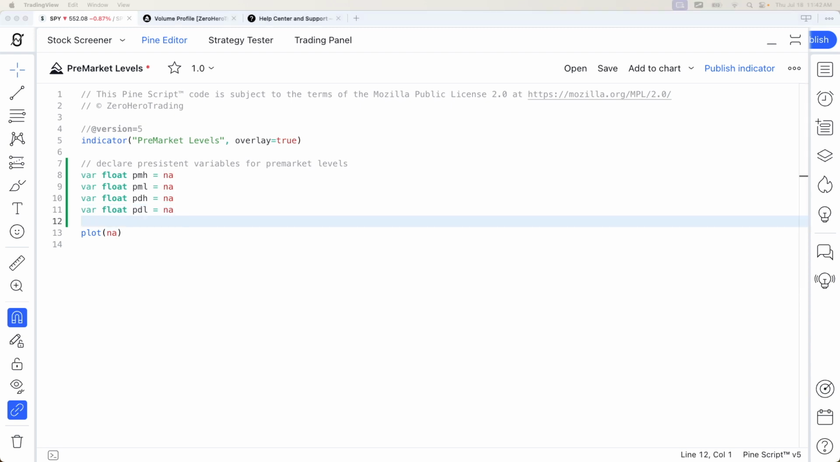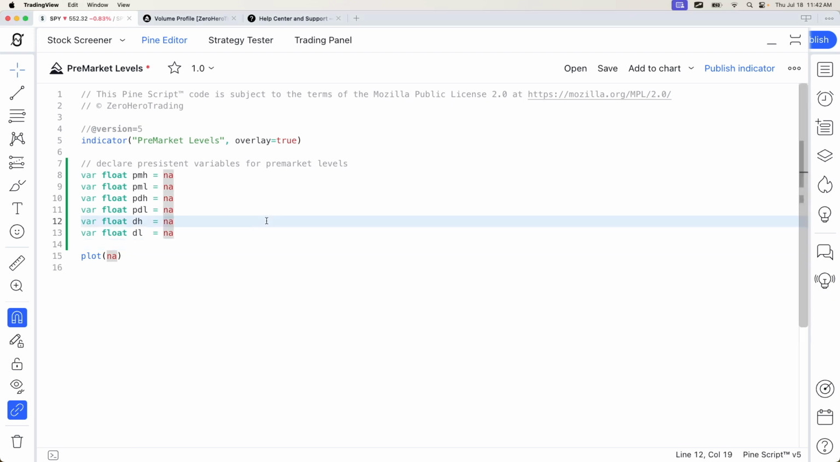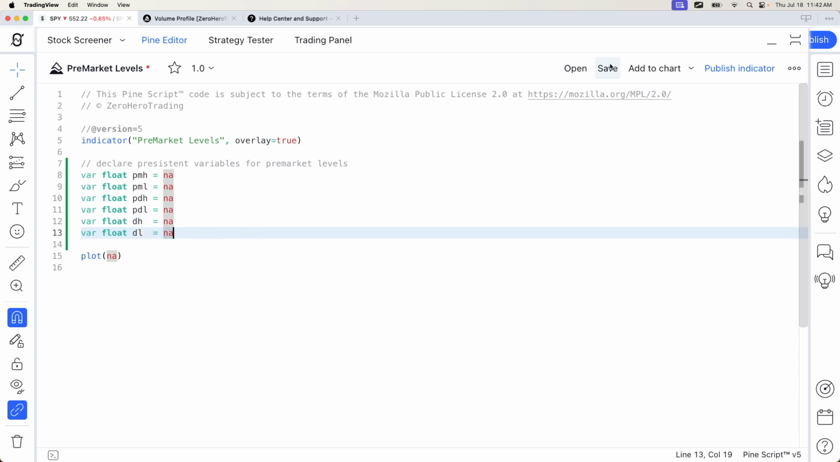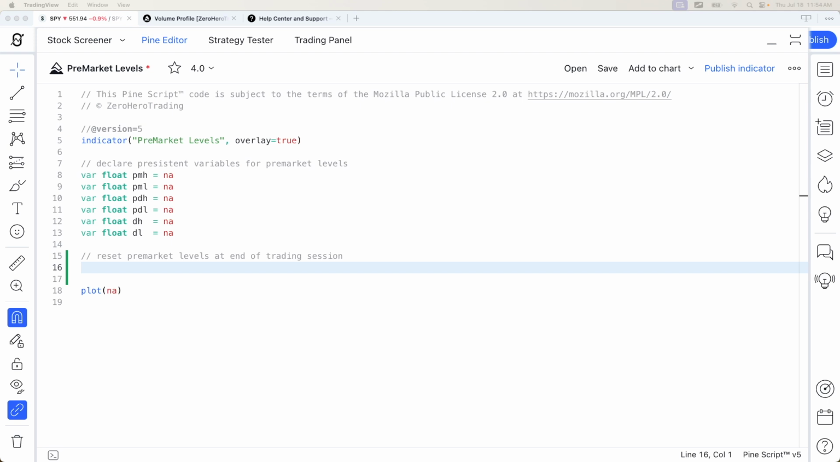We'll also need persistent variables to track the current day high low, so we can ultimately set the previous day high low. So DH for day high and DL for day low. Let's save. No errors. Good. Next, we need to make sure to reset our values at the end of the trading session.